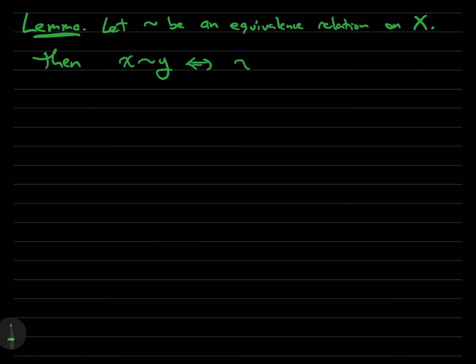We will prove a big theorem in a minute, but first let us prove a lemma. The lemma says that if we have an equivalence relation, then whenever x is equivalent to y, the equivalence class corresponding to x is exactly the same set as the equivalence class corresponding to y. How do we prove this? Well, we're going to prove it directly in both directions.